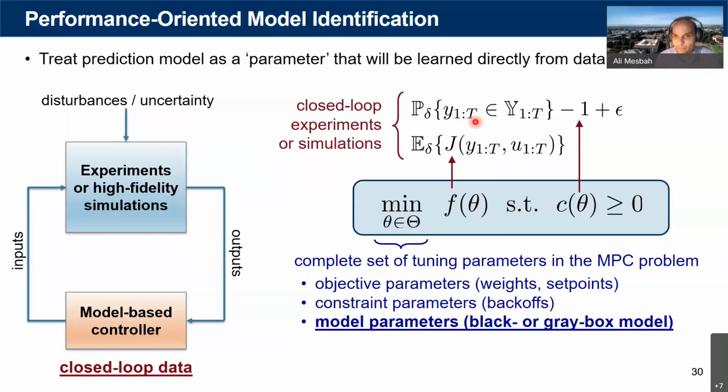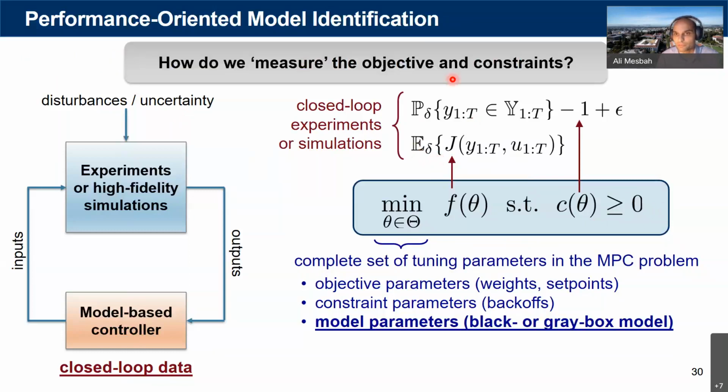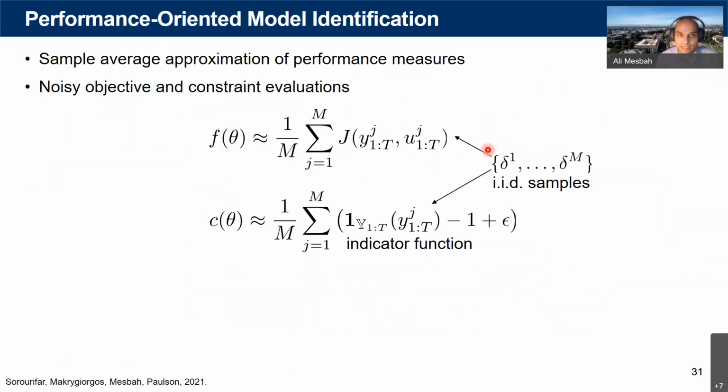So here I'm formulating this probabilistically. Why? Because we have uncertainties. And these uncertainties are denoted by delta. And obviously, the first question is how to really measure these objectives and constraints. Keep in mind that these objectives and constraints are kind of black box in the sense that you may not have closed form expressions for your closed loop costs or closed loop constraints. So what you can do, you can take sample average approximation of these performance measures, meaning that you can take, let's say, m samples of your uncertainties.